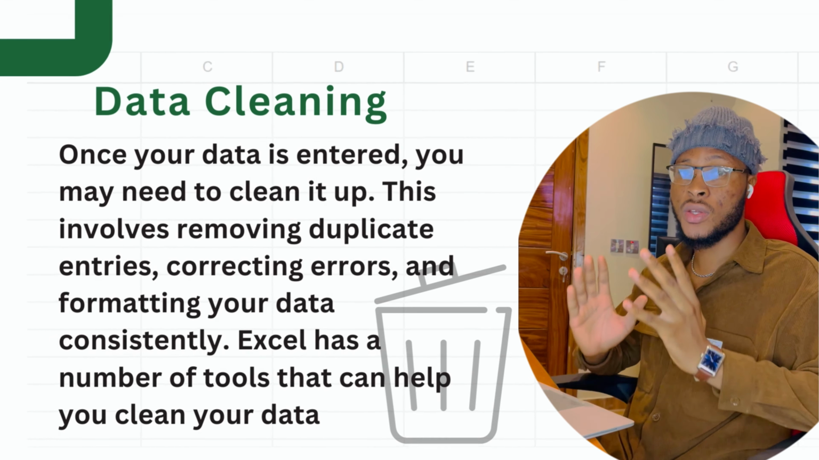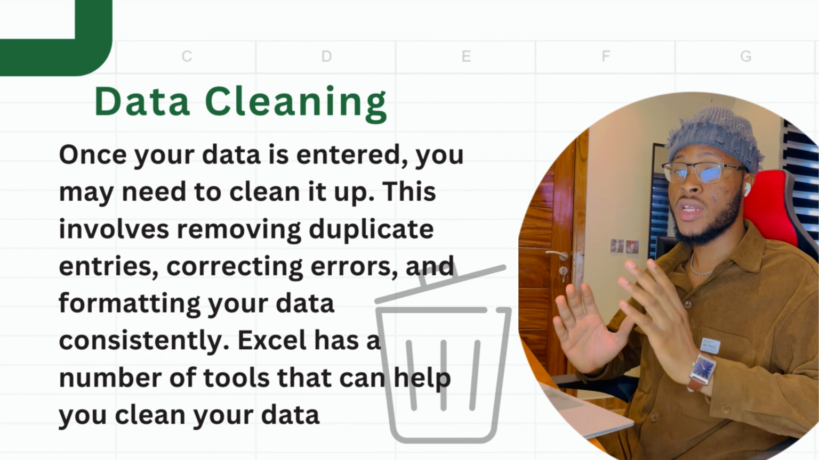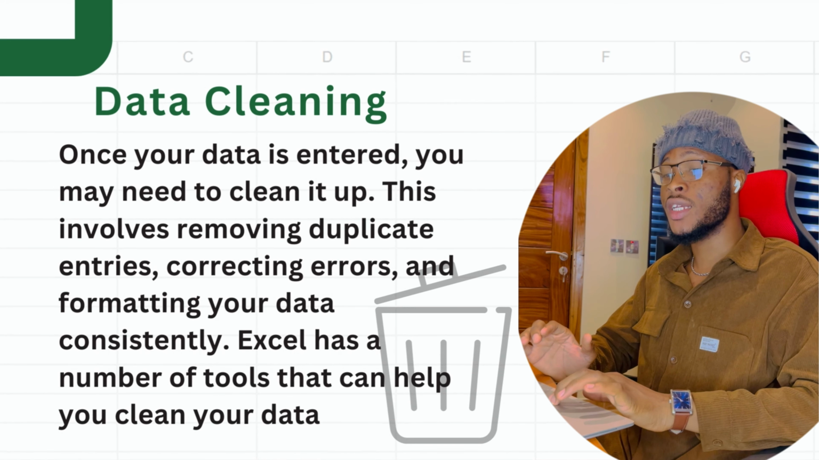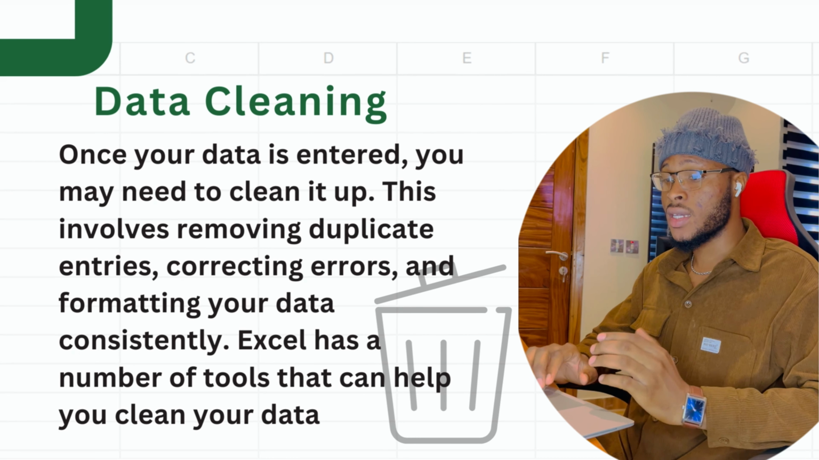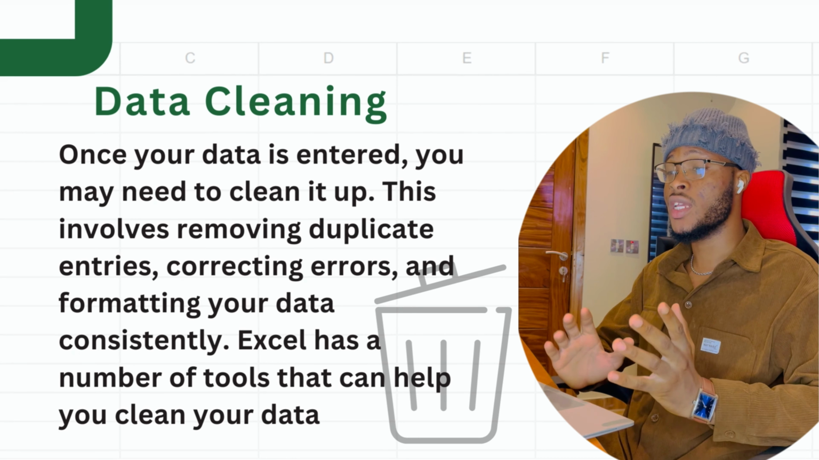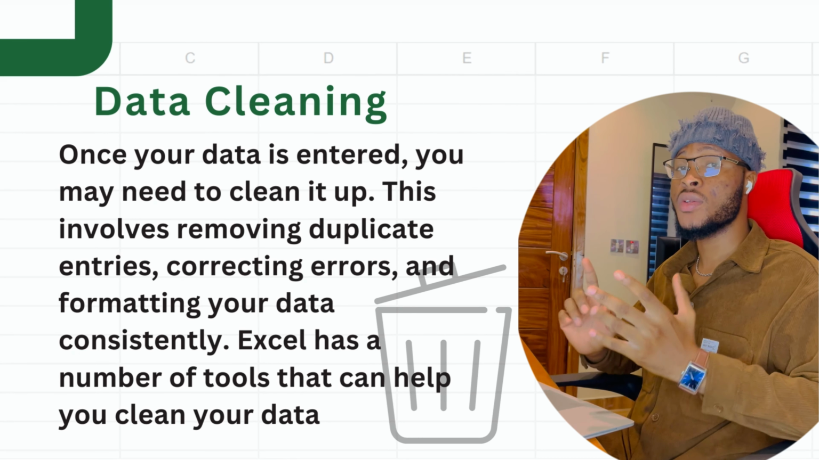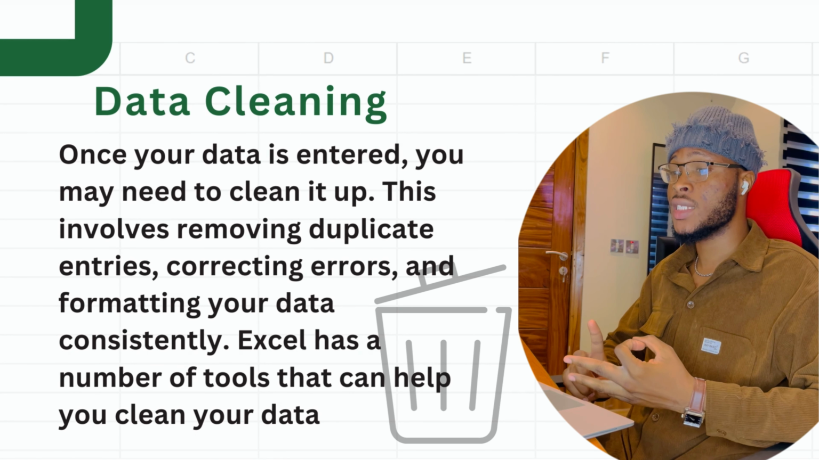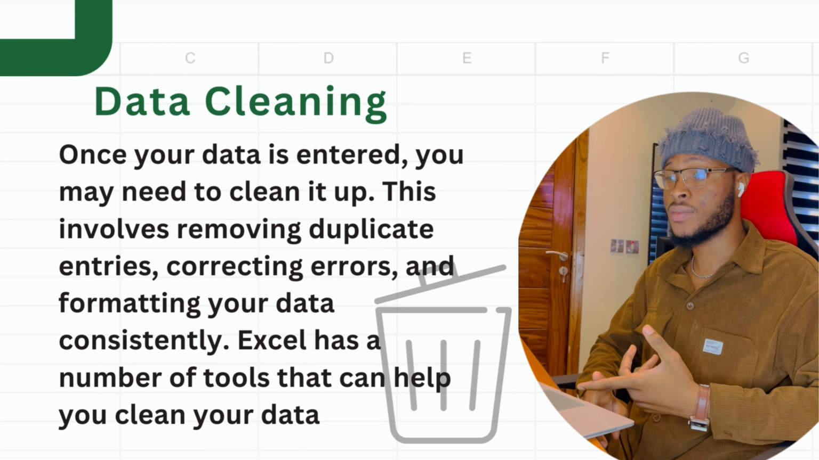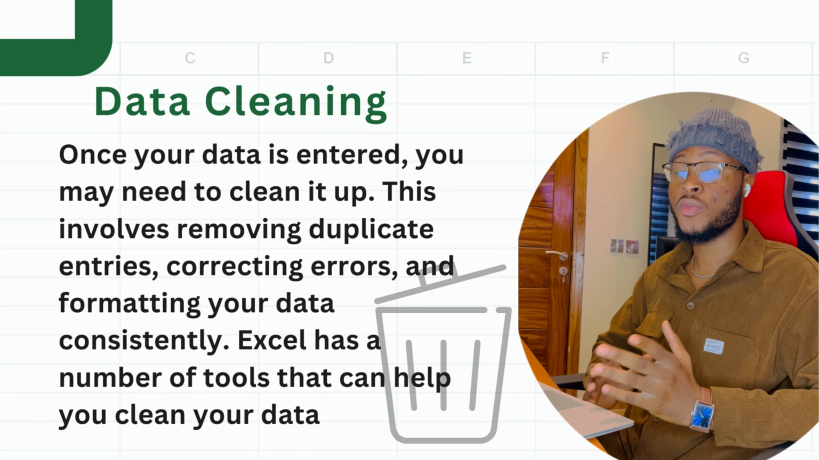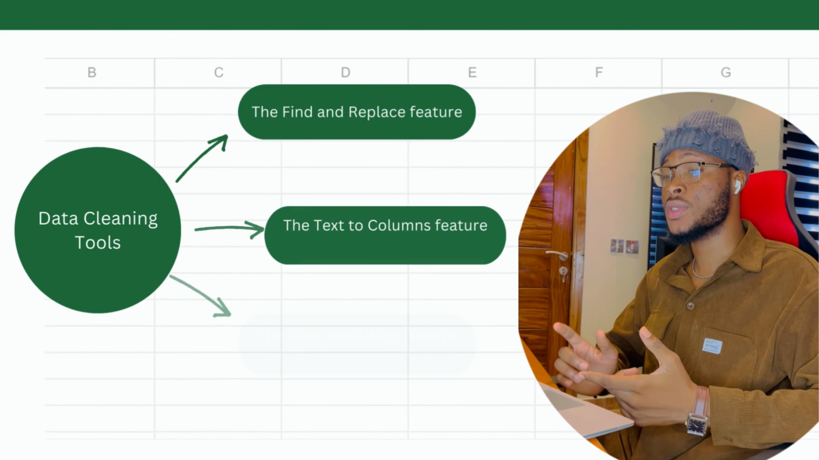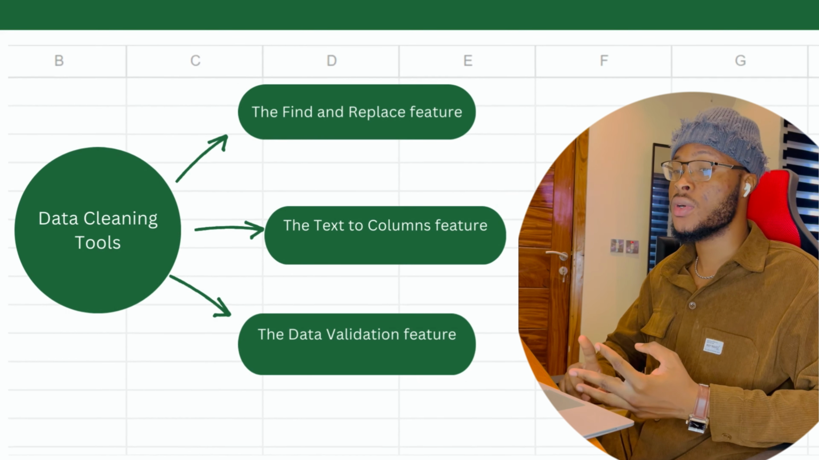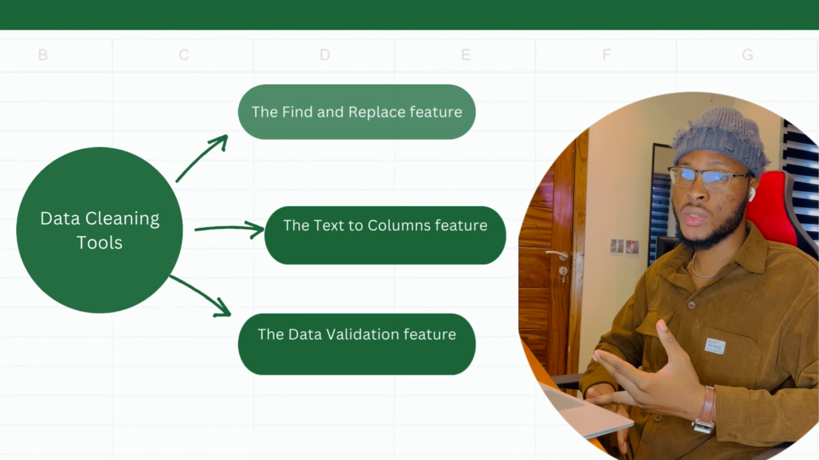Now, when you've gotten your data in your Excel, the next step is what is called data cleaning. Once your data is in Excel, you will need to clean it up, which involves removing duplicates, correcting errors, and formatting your data consistently. Excel has a number of tools that can help you clean your data, which includes the find and replace feature, the text to column feature, and the data validation feature.